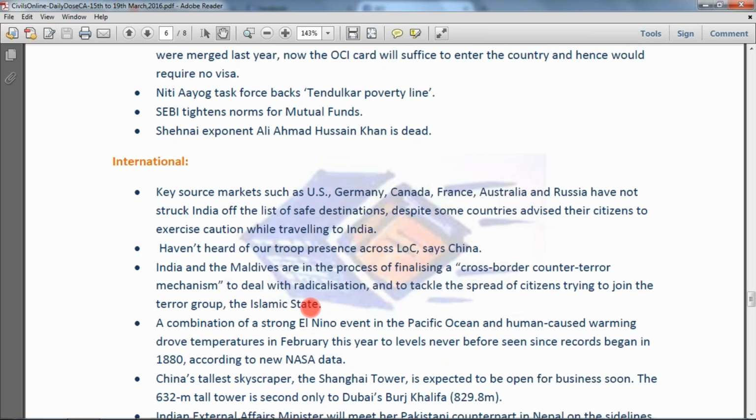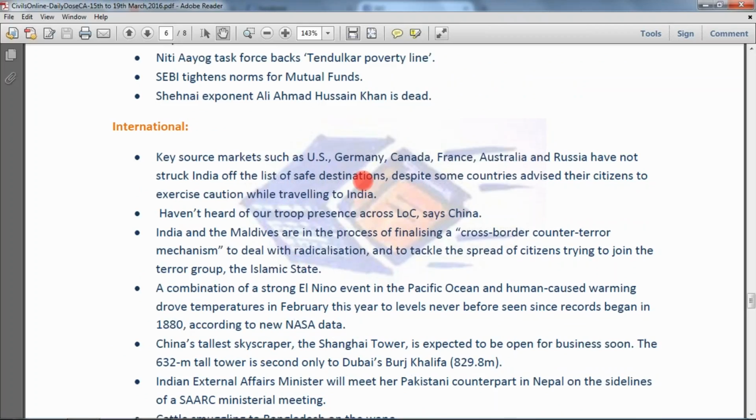Coming to international news items, key source markets such as US, Germany, Canada, France, Australia and Russia have not struck India off the list of safe destinations, despite some countries advising their citizens to exercise caution while traveling to India. Haven't heard of our troops' presence across LoC, says China. India and Maldives are in the process of finalizing a cross-border counter-terror mechanism to deal with radicalization and to tackle the spread of citizens trying to join the terror group, the Islamic State.